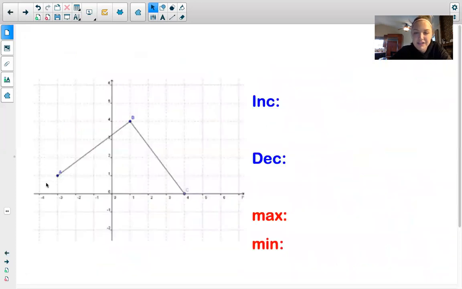Okay, so here we've got this graph. Your job is to find INC, which is just shorthand for increasing interval, the decreasing interval, and we're going to find the maximum and minimum.